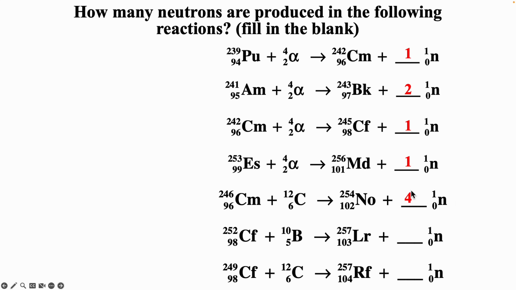And so again, all we're making sure is that the mass number is the same on the product and reactant side. We're not worrying about the charge because the neutron has 0 charge. And notice that 96 plus 6 gives us 102. And so the charge is already balanced. 252 plus 10 is 262 minus 257. So that gives us 5. 249 plus 12 gives us 261. 261 minus 257 gives us 4.